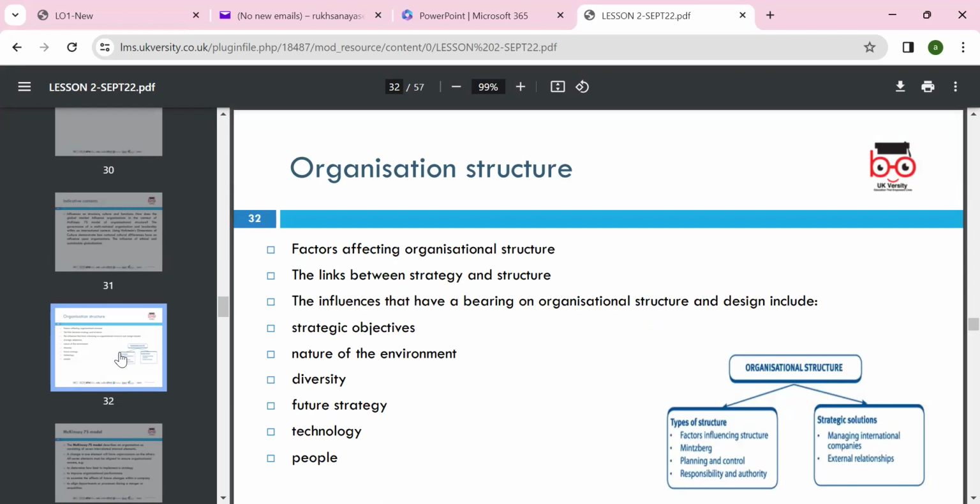the organization structure, strategic objective. So we can look at the factors influencing the structure. We have the author Mintzberg saying: the skills and knowledge required, planning and control, and responsibility. Strategic solution: we want to be managed, interpersonal and international companies and external relationships, and the structure needs to address these issues, which we'll go through.